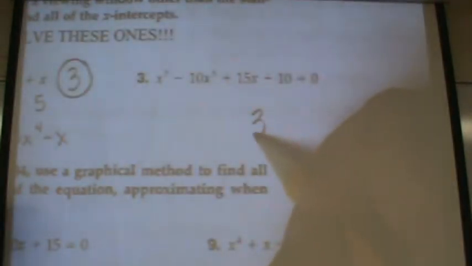So how about number 5? How many does that one result in? How many? I got 2 for this one. 2 solutions.